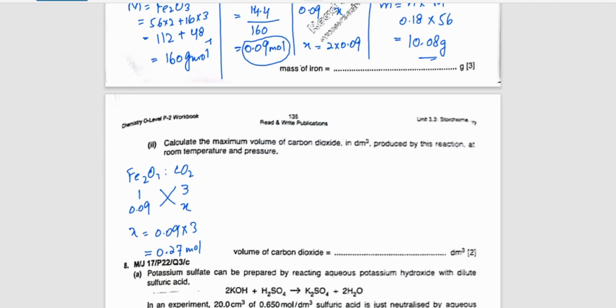So we have to find its volume. The volume is equal to the volume of carbon dioxide. Volume is equal to number of moles multiplied by 24. So number of moles is 0.27 multiplied by 24, which gives 48 dm cube.